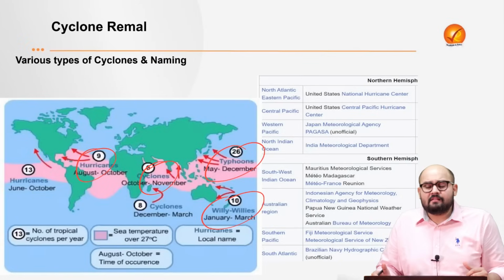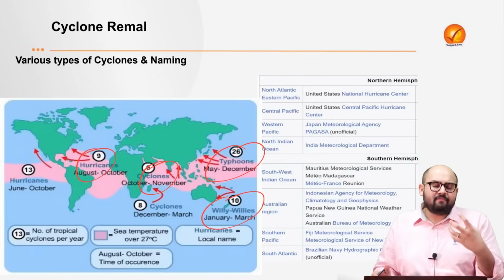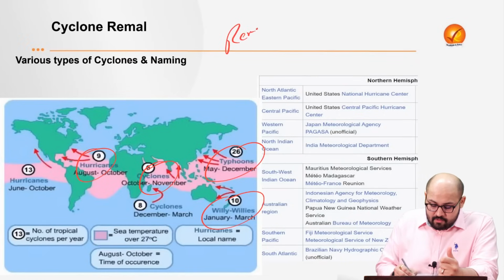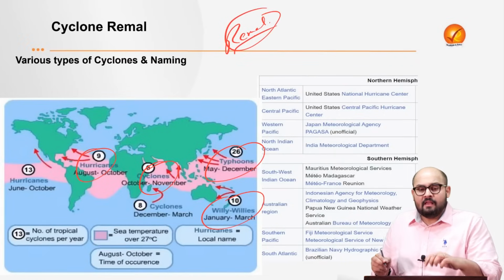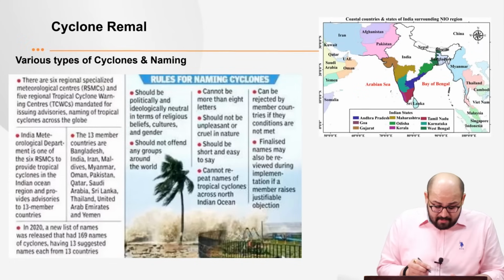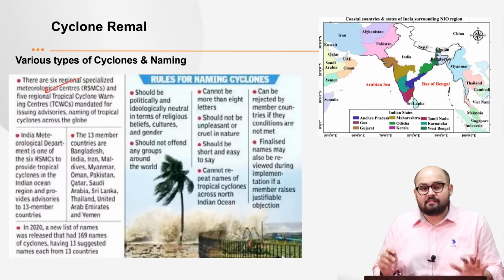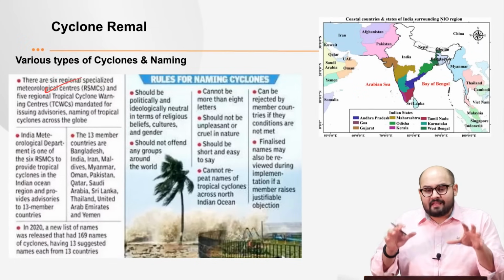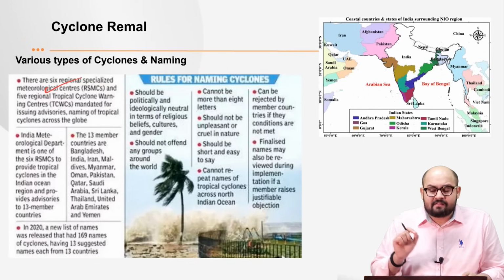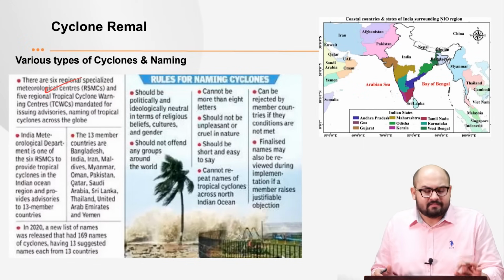So these are the general names, but what about the specific name? For example, we saw that the name being projected is Cyclone Remal. So how does the naming take place? See, understand, we have 6 regional specialized meteorological centers around the world, right? So we have 6 centers around the world, and they are responsible for issuing the advisory and naming a particular tropical cyclone, right?